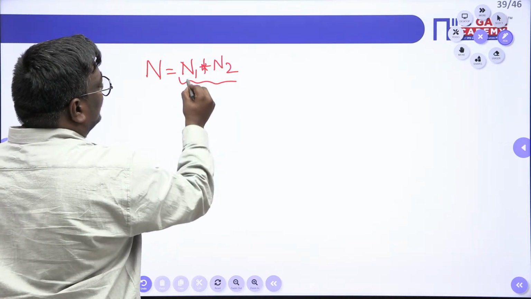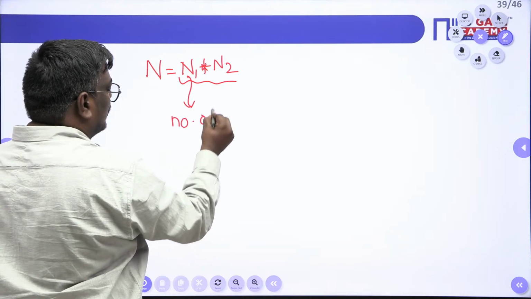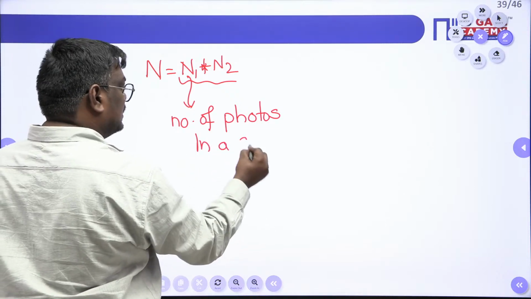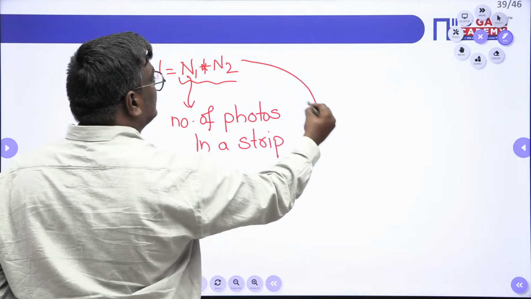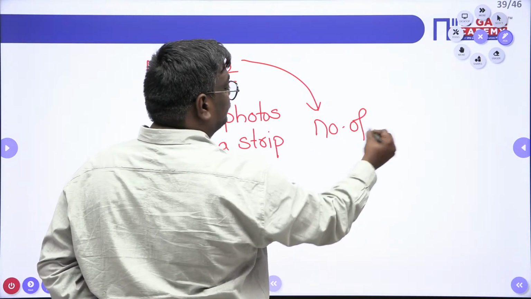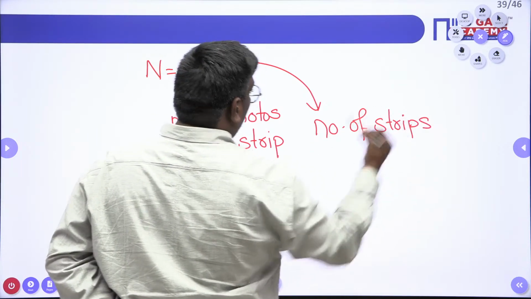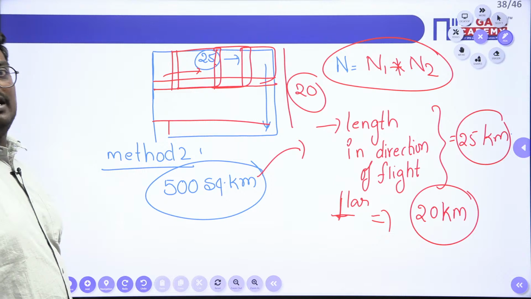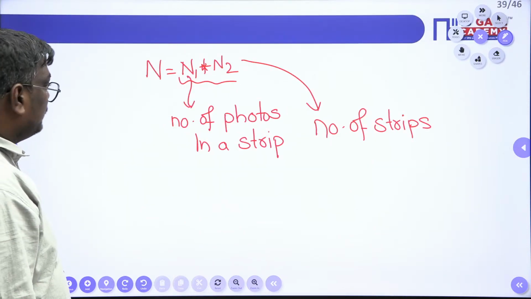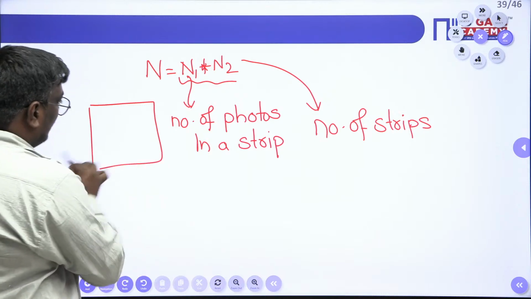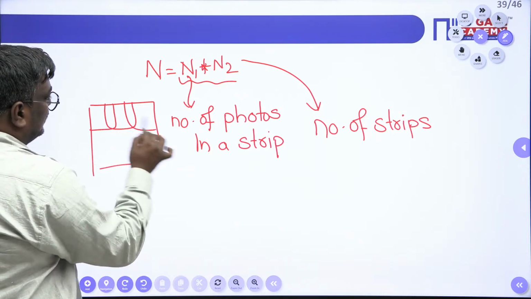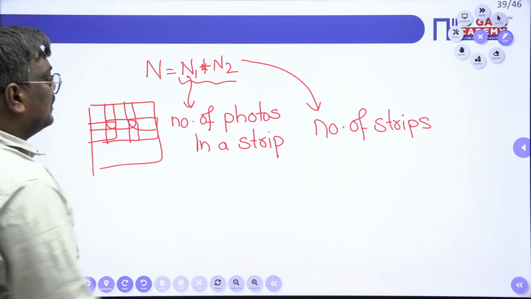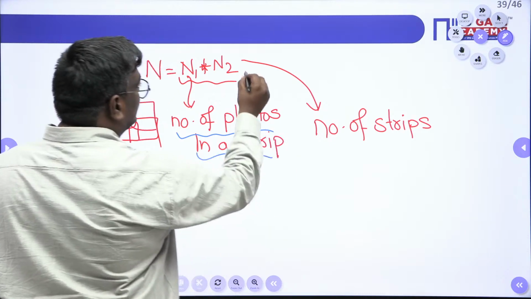What is n1 into n2? n1 is the number of photos in a strip. And what is n2? n2 is the number of strips, because I showed you clearly in the previous slides how the number of photos multiplied by the number of strips will give you the total number of photos. So if you have an area, you get the number of photos here, and you have the number of strips here. So the total number of photos is the number of photos in a strip, n1, times n2, the number of strips.